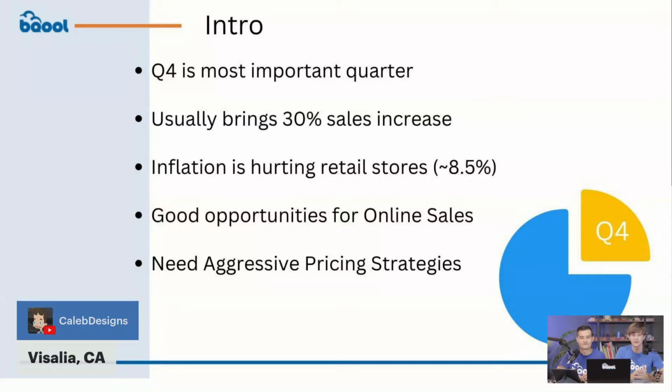We also know that inflation is hurting some retail stores, so some people start to buy more things online. So it's a great opportunity for all Amazon sellers. During Q4, we need to have some aggressive pricing strategies because there's going to be a lot of new Amazon sellers. Amazon itself is also going to sell some of the items in Q4. So we need to make sure that we have a lot of good strategies, which we're going to share with you guys later on. Definitely, inflation is hurting the retail stores, and inflation is around 8.5% right now in the United States. So it's a good opportunity for online sales right now because the retail stores are hurting.